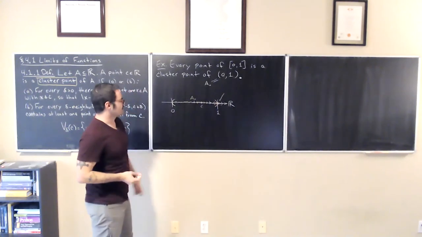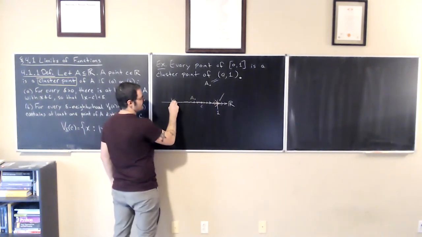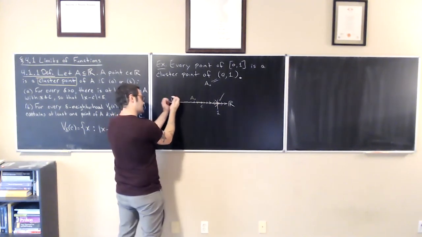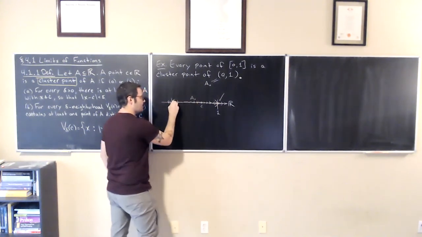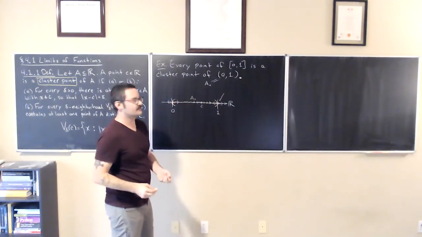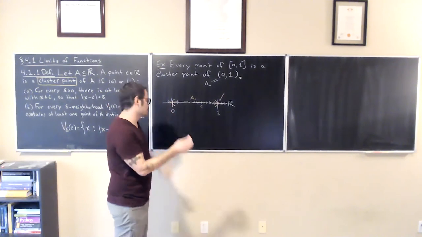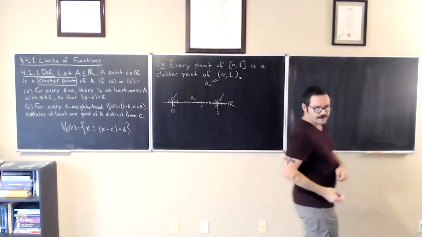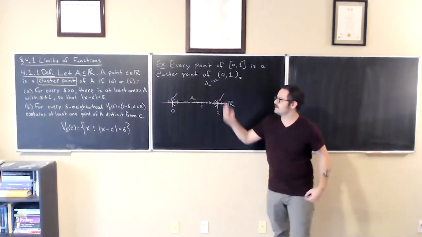And the same thing here, right? If I pick 0, then no matter what neighborhood I put around it, no matter how small or how big, I'm always going to intersect A0 at a point different than 0. And no matter how small that interval is, so again, 0 would also be a cluster point of the set A0.